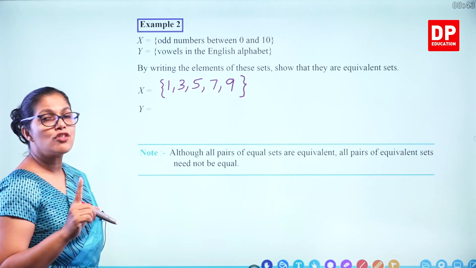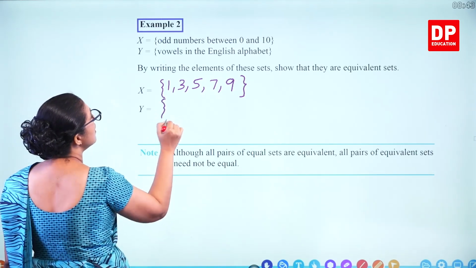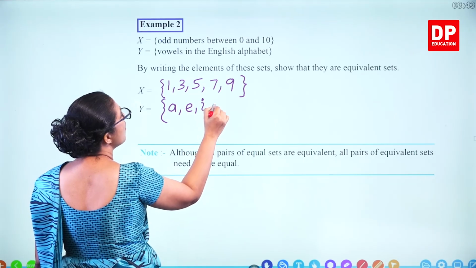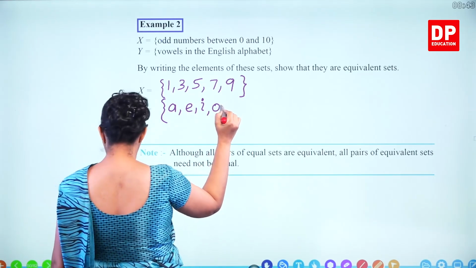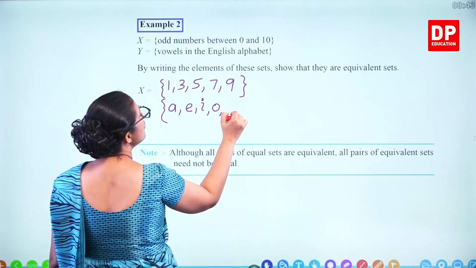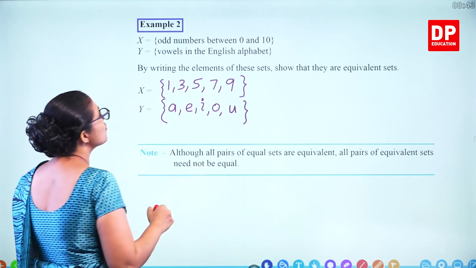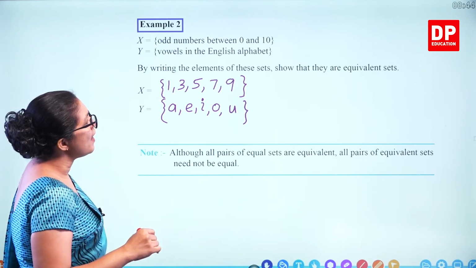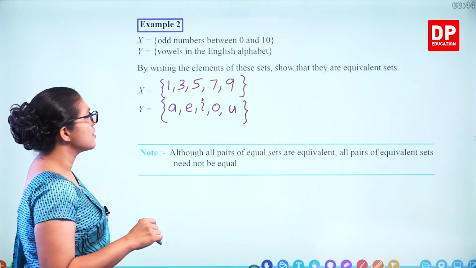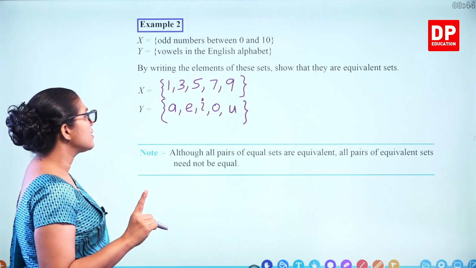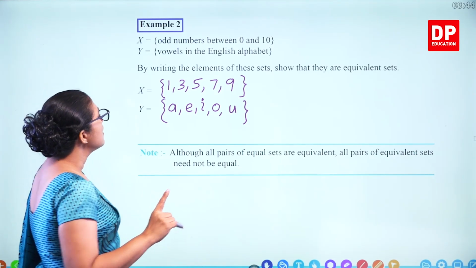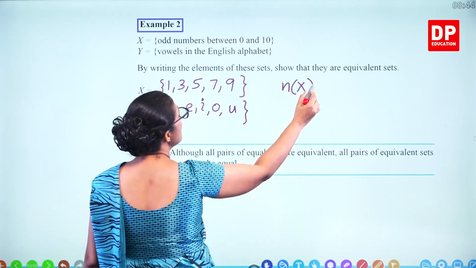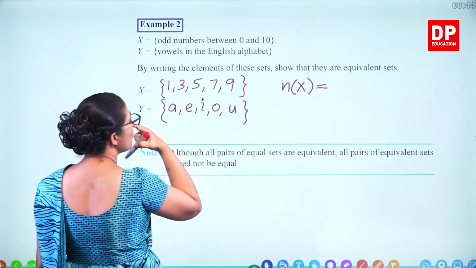Vowels in the English alphabet: A, E, I, O, U. Those are vowels. By writing the elements of these sets, show that they are equivalent sets. So what do you have to do for equivalent sets? We are checking the number of elements. If the number of elements are equal, those are equivalent sets.